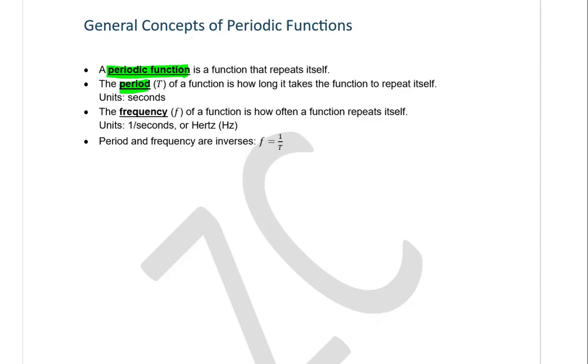And what is the period? It's how long it takes for the function to repeat itself, how long. So you would imagine the units are in time, like for example, seconds. Okay. Frequency is how often. Okay, so you would imagine instead of in units of time, it'll be like inverse of time, like cycles in a second, repetitions per second, how often.